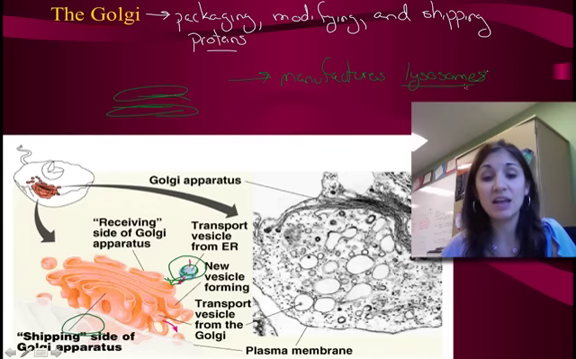And you can see over here again in this electron micrograph the Golgi apparatus appearing like these series of flattened pancakes here, and you can actually see the different transport vesicles that are budding off and will eventually come in contact with the plasma membrane here.